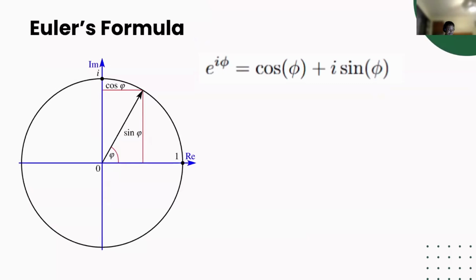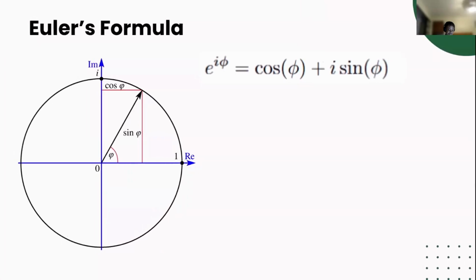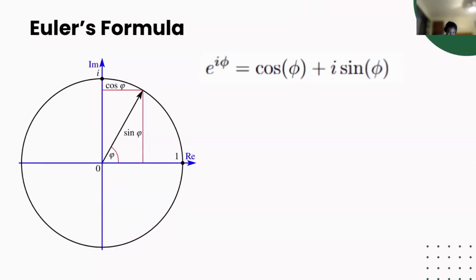I'm going to give you guys a brief refresher here. Euler's formula states that anytime you raise e to a complex number, you get a point on this complex unit circle. So for instance, let's say that we wanted to model the point when phi is equal to pi over 2. So let's go ahead and do that. Phi is equal to pi over 2.